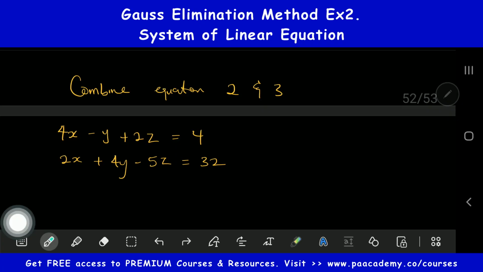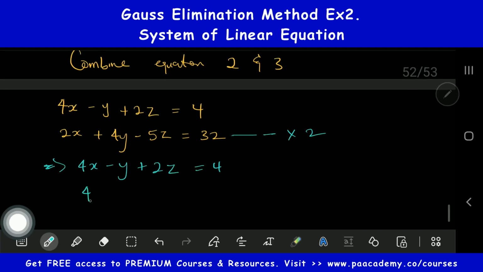So from equation 2 and 3, for us to eliminate this x here, we have to make sure they are the same thing. What we can do is to make sure that this is becoming 4x. Since we already have 4x here, for us to achieve that, we just need to multiply everything in equation 3 by 2. So we are going to be having 4x minus y plus 2z equals 4. And then we're also going to be having 4x; this 2 is multiplying everything right here. That'll be 4x plus 8y minus 10z equals 64.